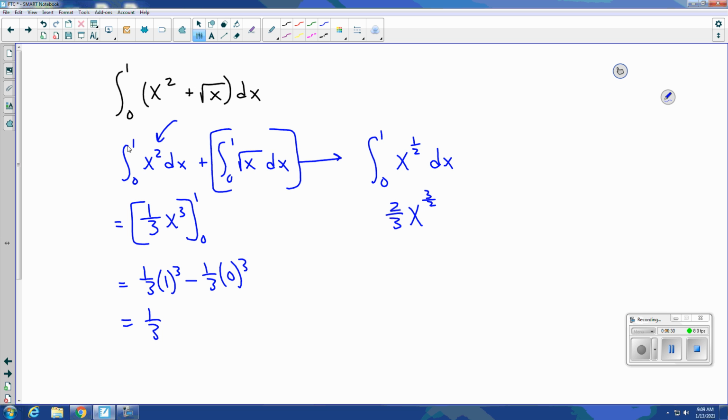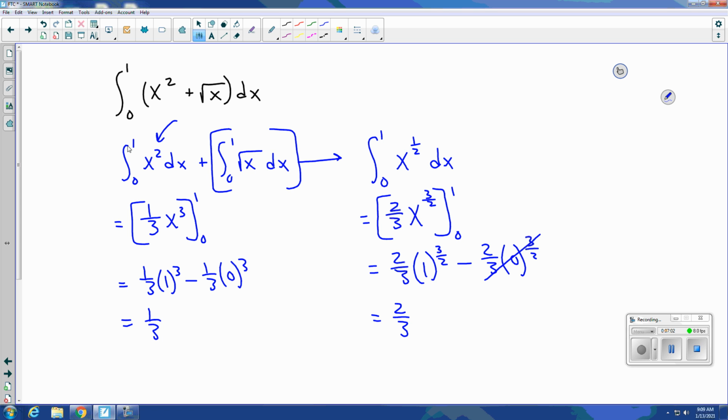To check, if we take the derivative of this new function, do I get x to the 1/2? And the answer is yes. So this is the correct antiderivative, and we're going to evaluate this from 0 to 1, which is equal to 2/3 times 1 to the 3/2 minus 2/3 times 0 to the 3/2, according to the fundamental theorem, part 2: antiderivative evaluated at the upper minus antiderivative evaluated at the lower. The term times 0 cancels, and we're just left with 2/3.